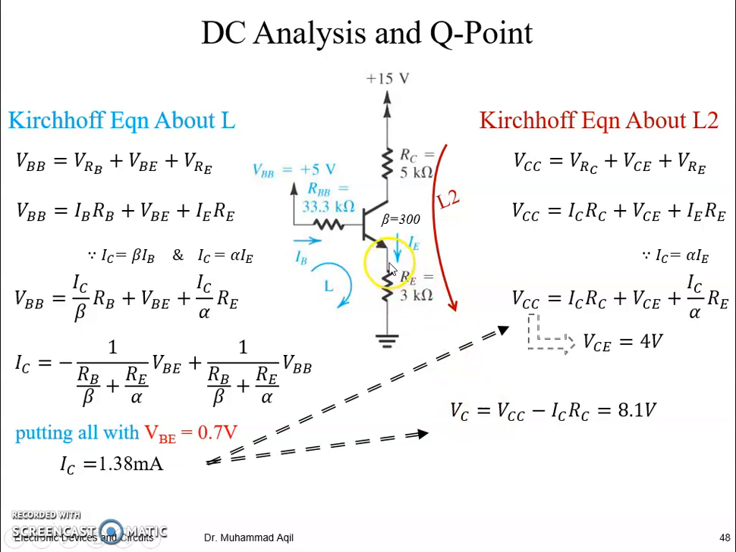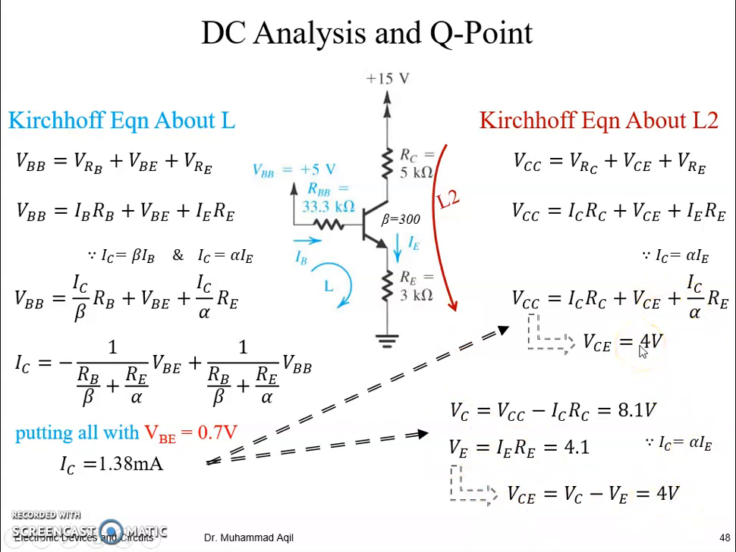And similarly, what would be the VE, the emitter voltage here? It will be the voltage across this resistance, because we are watching it from the ground. So VE is equal to IE RE, or IC by alpha RE. If I put IC by alpha instead of IE and then multiply it with RE, we will find VE is equal to 4.1 volt. And what we desired, the collector to emitter voltage about this output loop, VCE is VC minus VE, which is again 4 volts.